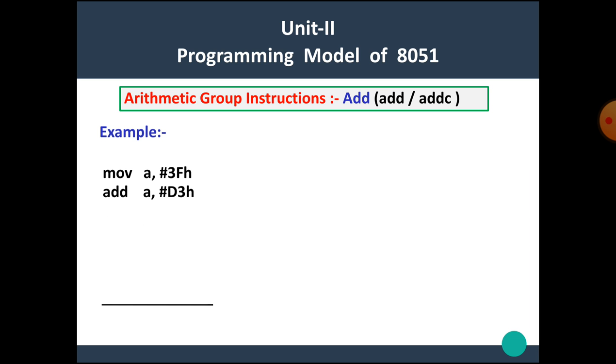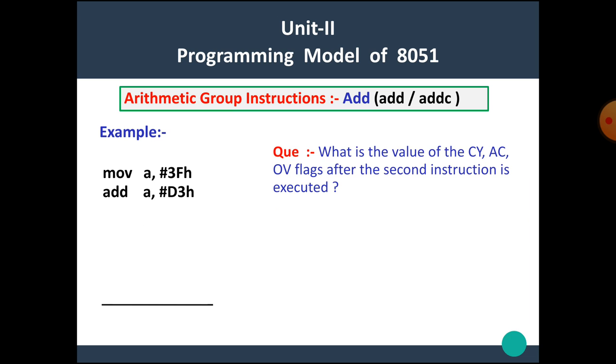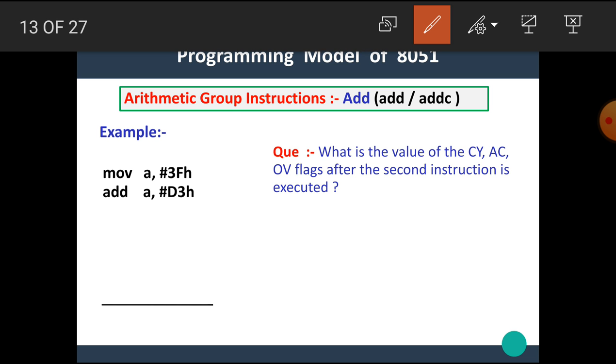Now we have one example here. MOV A, #3Fh. The next instruction is ADD A, #0D3h. The question is: what is the value of the carry, auxiliary carry and overflow flags after the second instruction is executed? That means we have this very small program here.